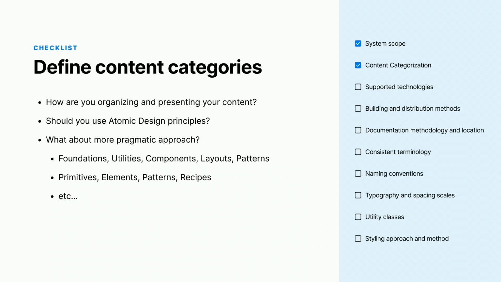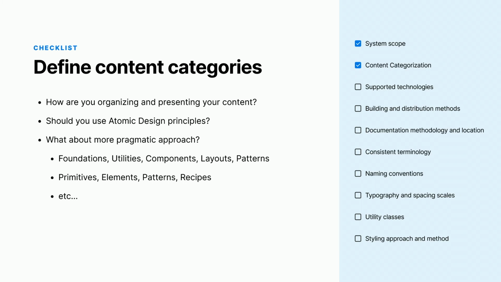Okay, the next one is content categorization. How are you organizing and presenting your content? Should you use atomic design? What about a more pragmatic approach? Here's where one of the opinions comes out: I'm going to say don't use atomic design. I think you shouldn't present content as atomic design. You should definitely plan that way, design that way, and have components build upon each other. But when you're presenting to your end user, it should be more pragmatic, more categorical based on the needs.